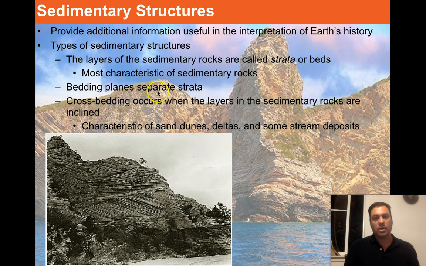And bedding planes are called strata. Each one is a separate strata. So cross-bedding occurs when layers of the sedimentary rocks are inclined. So here we see those nice inclined beds within the layers. It is characteristic of sand dunes, deltas, and some stream deposits. It's actually not very common for stream deposits, but it does happen.